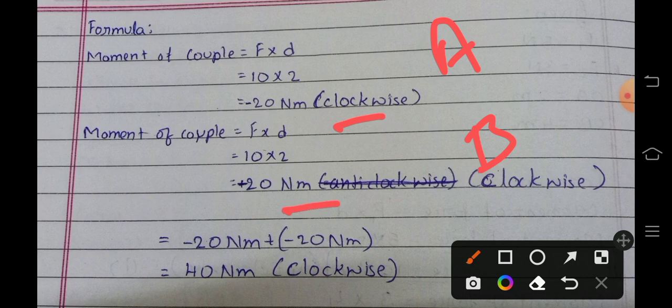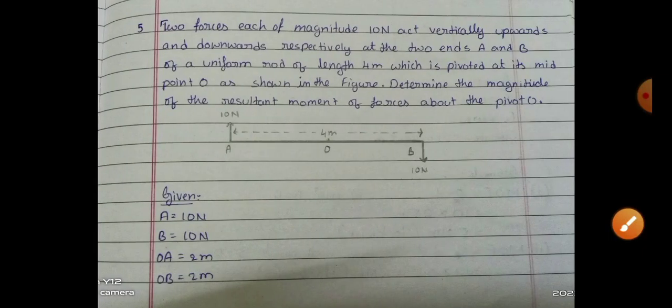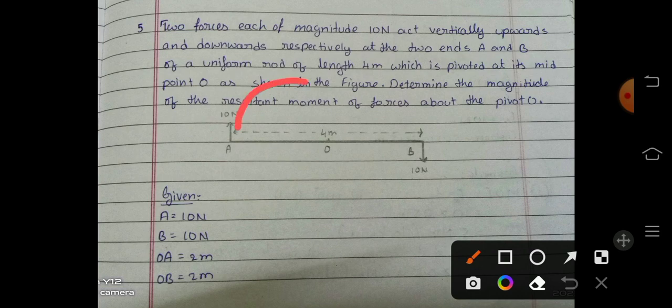Then, to find the total moment, we have to add both these moments. So here we will get 40 Newton meter in the clockwise direction. Why? Because if you look at the picture, it creates a clockwise direction, and so totally this is a clockwise direction. So it rotates in the clockwise motion.